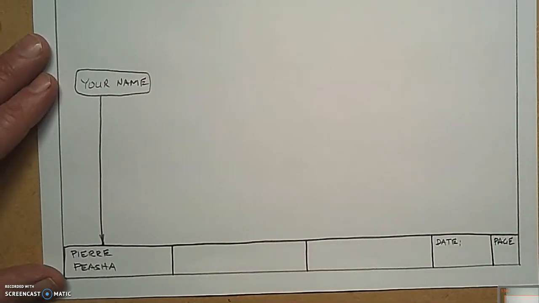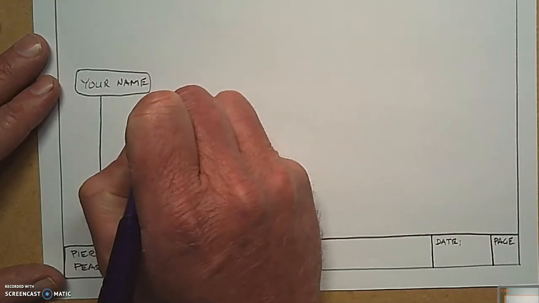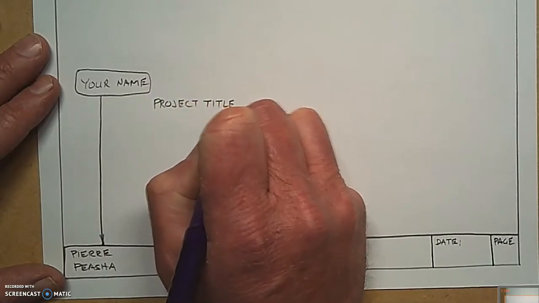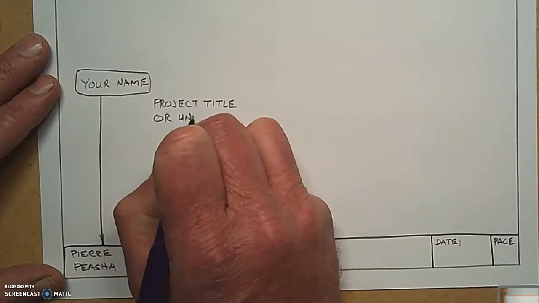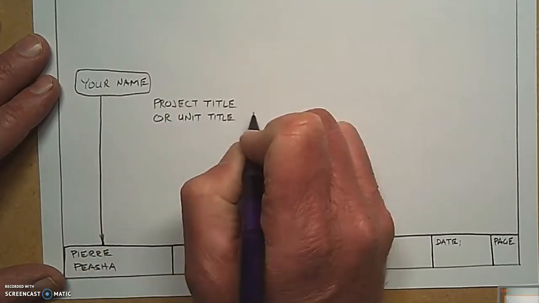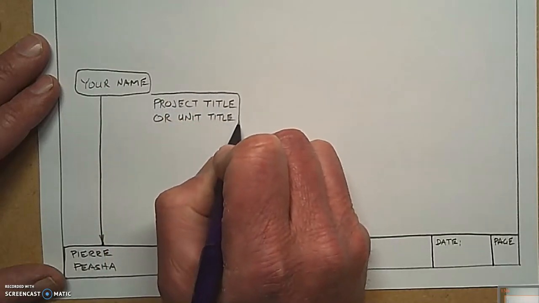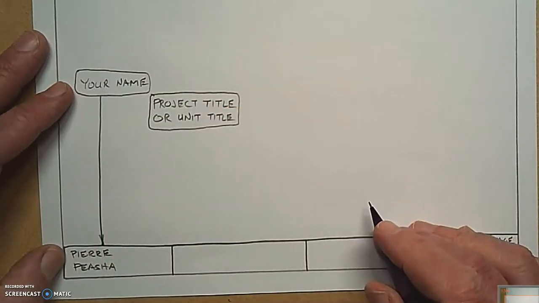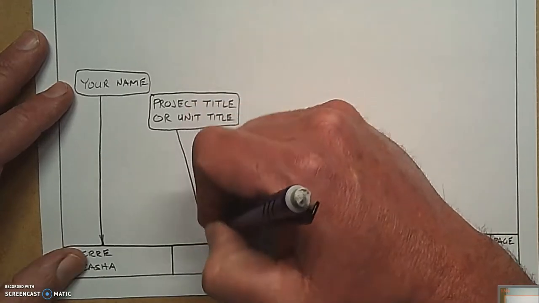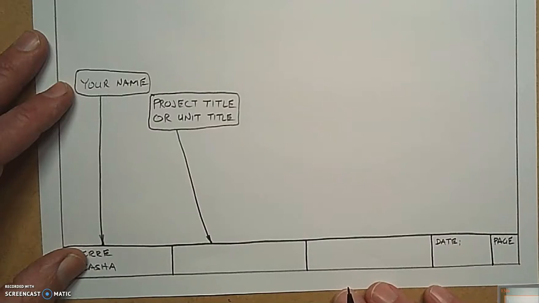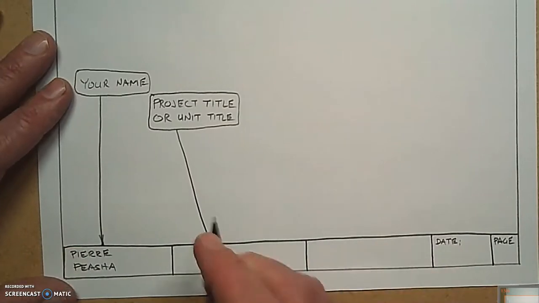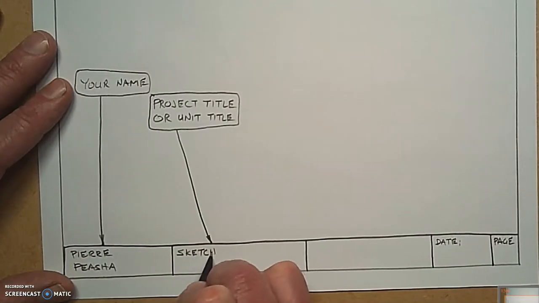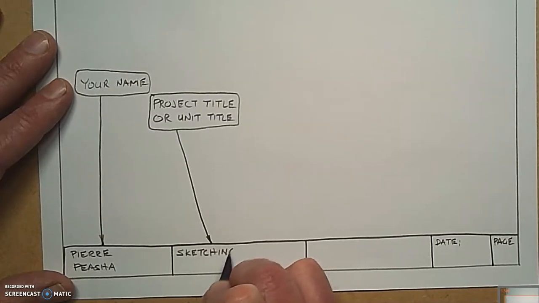The next box I want you to do here is put the project title, or unit title, below that. Let's draw another box around there. Let's try to make that box as square as we can, but having rounded corners. That is this box right here. What I want you to write in here is sketching, and unit 1.